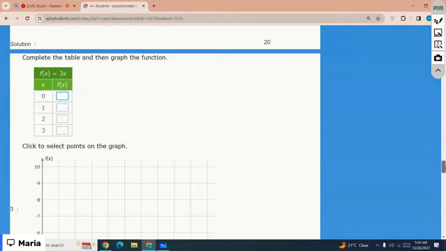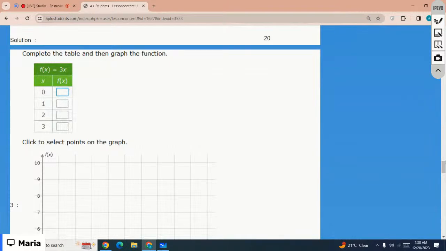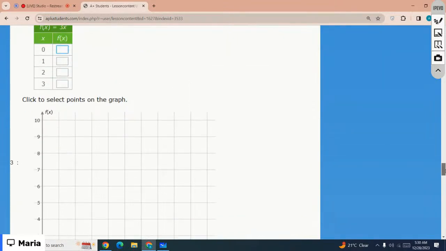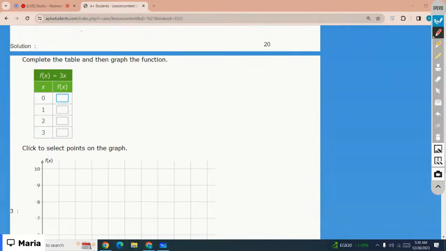Okay, the other example is: complete the table and then graph the function. The equation you are given is f of x equals 3x, and you have to find it for x equals 0, 1, 2 and 3. F of x equals 3x. When x is 0, 3 times 0 is 0. When x is 0, f of x is 0.